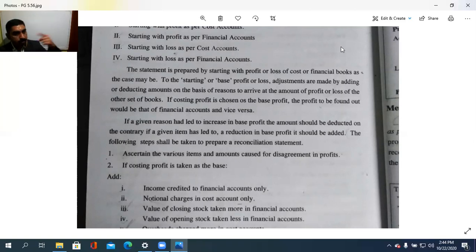If costing profit is what we take, some items are to be added, some items are to be deducted, and then we will reach the financial profit. If financial profit is the base, those items added will be deducted there, and those items deducted will be added there in order to reach the costing books.